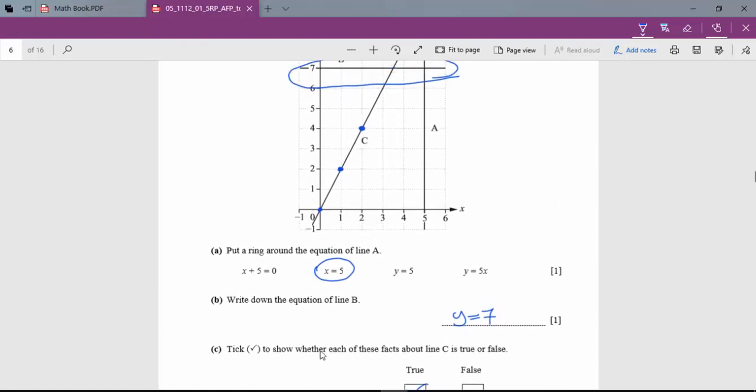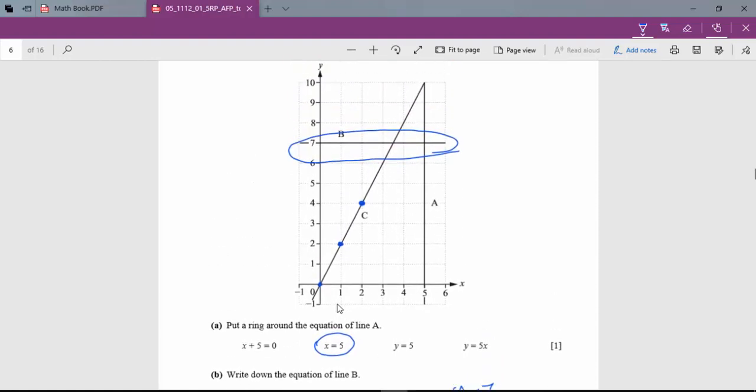The equation is y equals 2x. So let's check. y equals 2x means the x's must be multiplied by 2 to get the y's. 0 times 2 is 0. It's correct. 1 times 2 is 2, it's correct. 2 times 2 is 4, it's correct. 3 times 2 is 6, so it's correct.